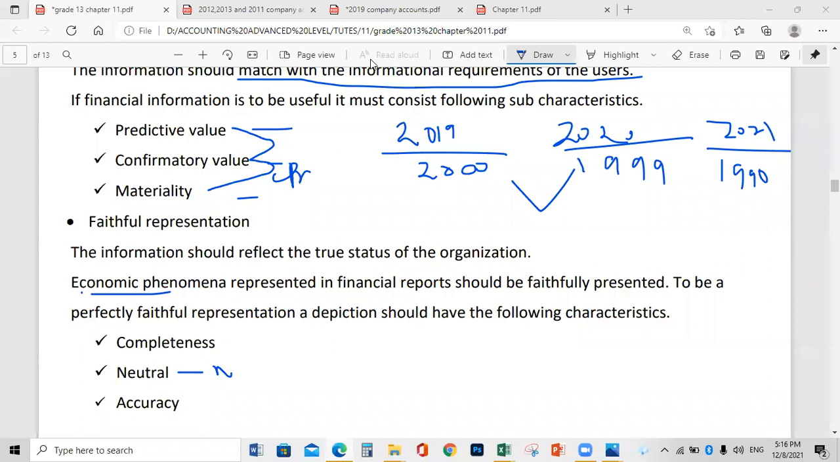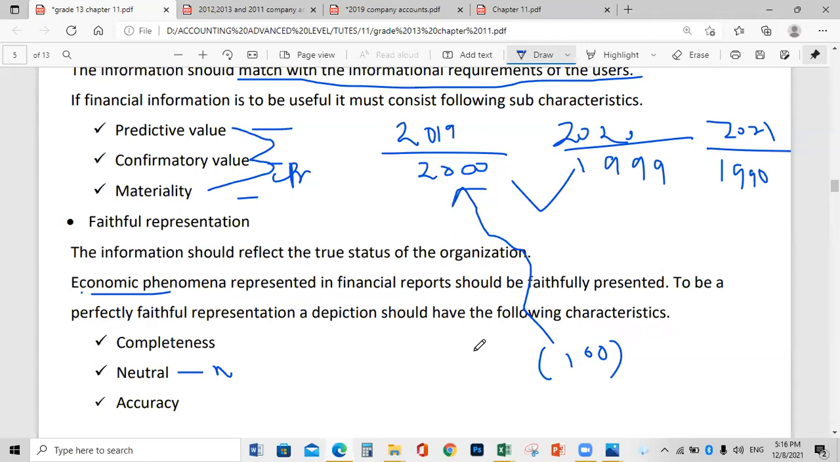Okay. Accuracy. Accuracy means, guys, information should be free from material errors. The information which you're giving cannot have big errors. For example, if you have a loss of 100, you cannot show it as a profit of 2,000. This is a big error.